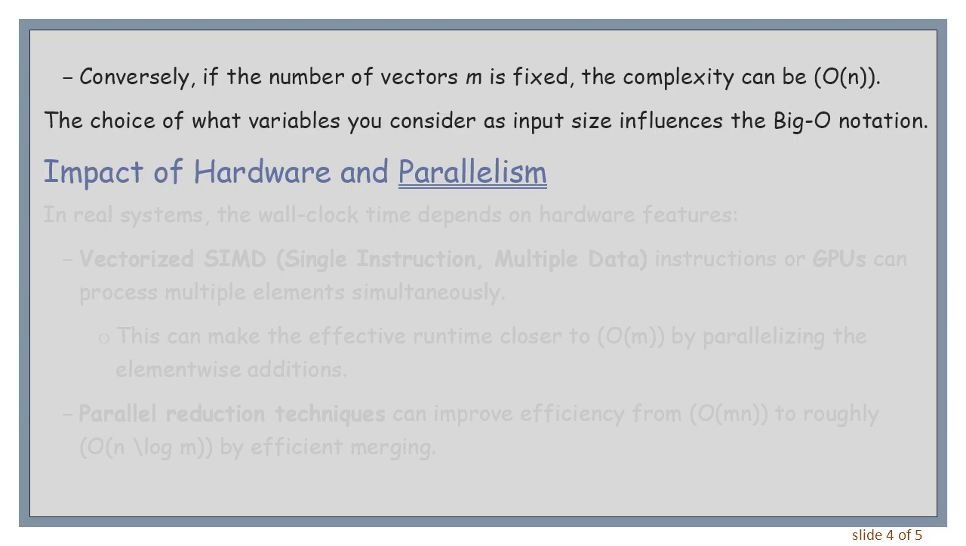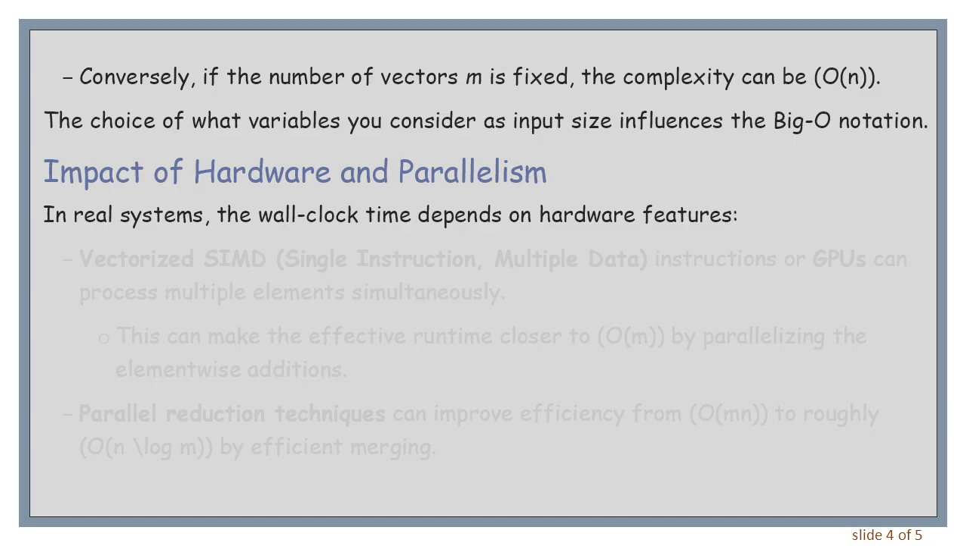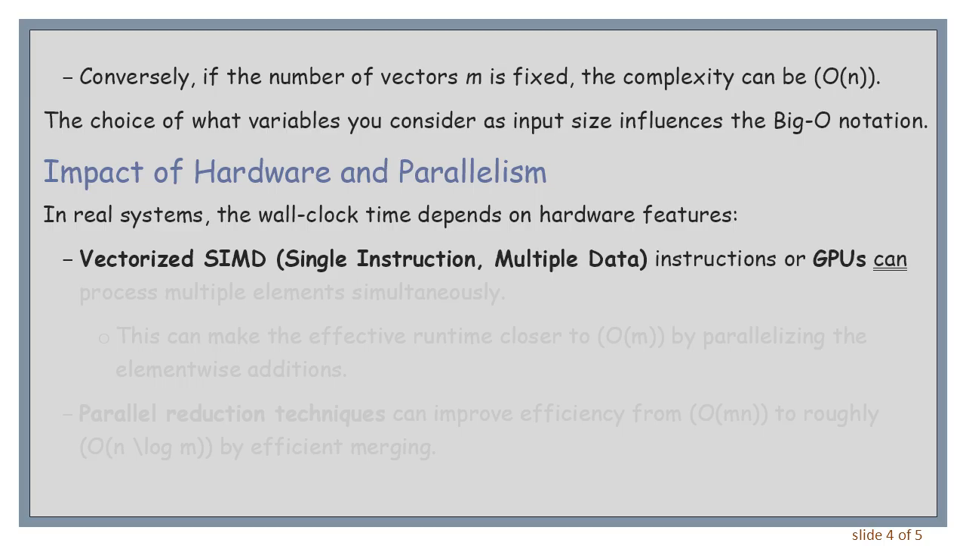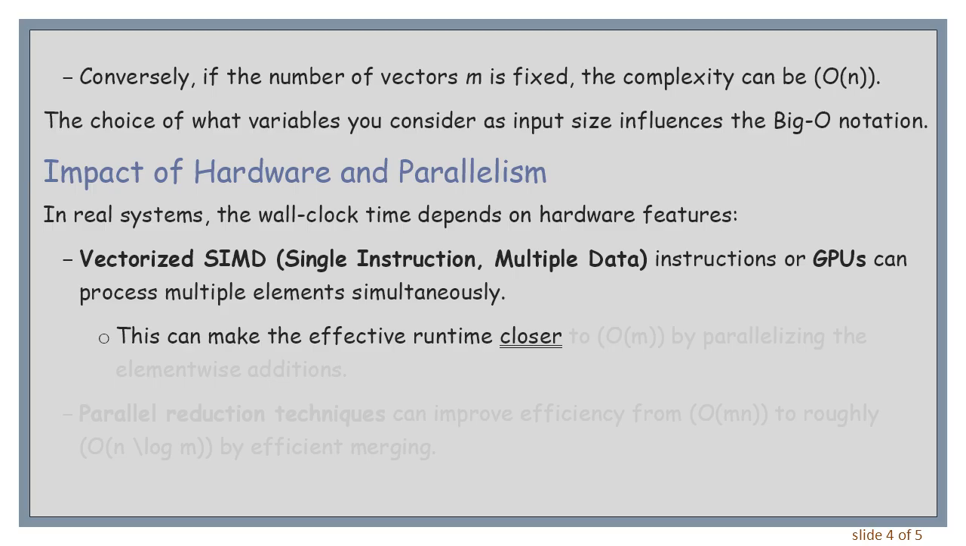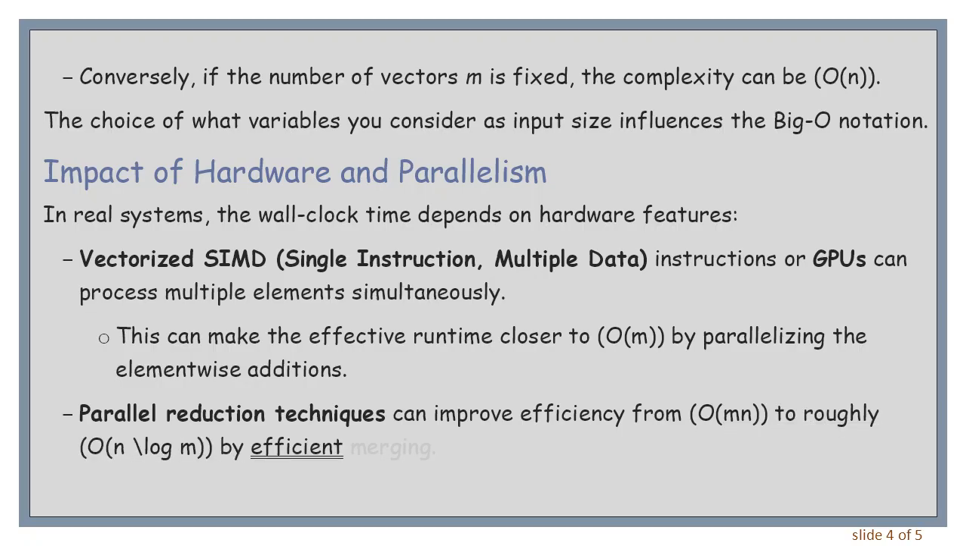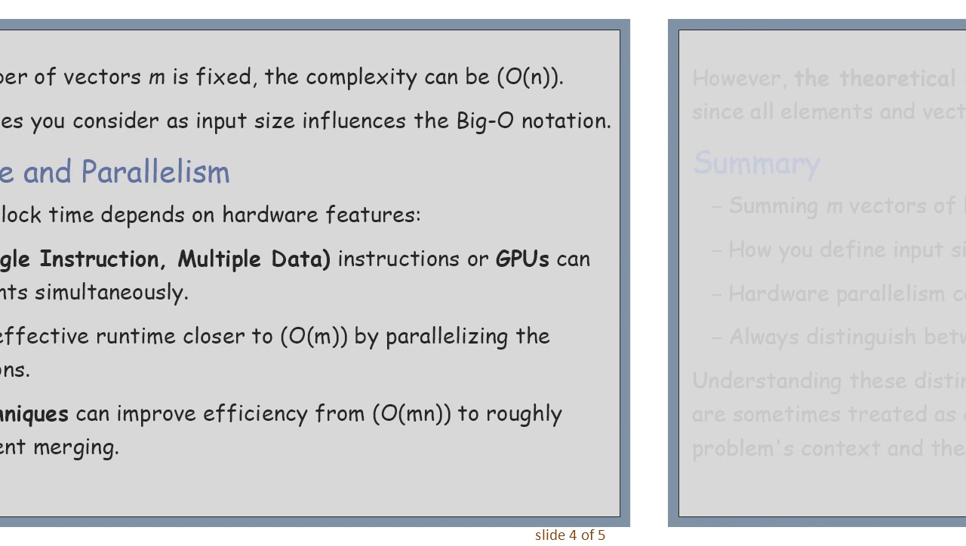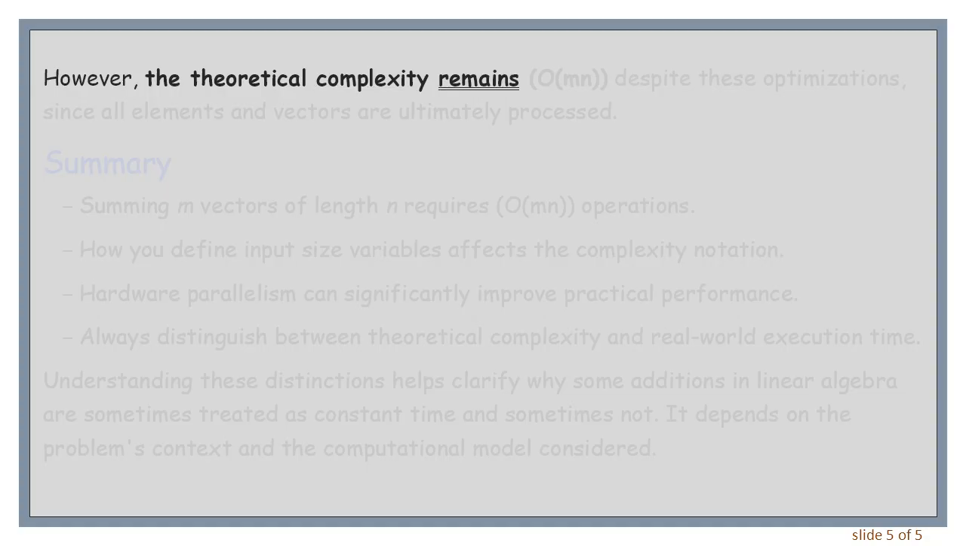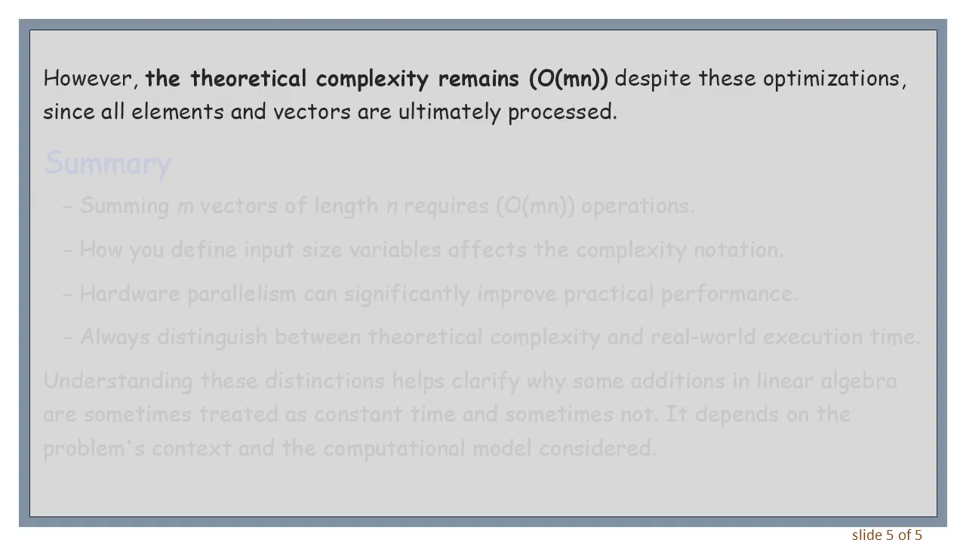Impact of hardware and parallelism. In real systems, the wall clock time depends on hardware features. Vectorized SIMD, single instruction, multiple data, instructions or GPUs can process multiple elements simultaneously. This can make the effective runtime closer to m by parallelizing the elementwise additions. Parallel reduction techniques can improve efficiency from mn to roughly n log m by efficient merging. However, the theoretical complexity remains mn despite these optimizations, since all elements and vectors are ultimately processed.